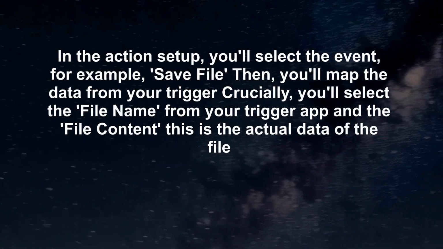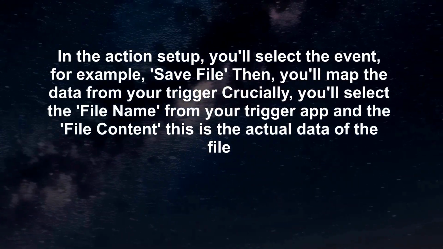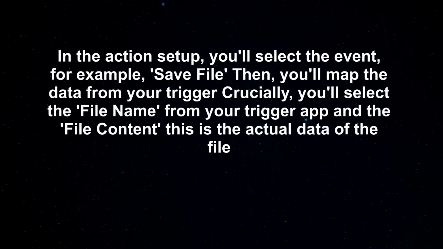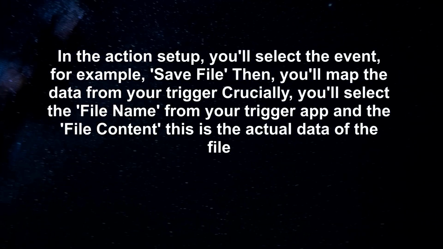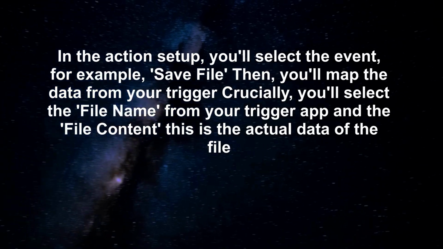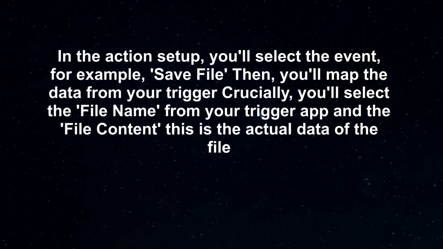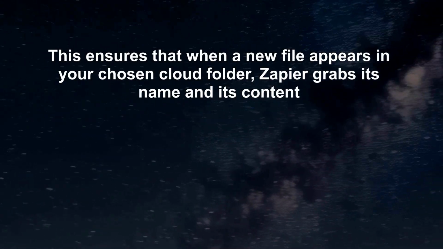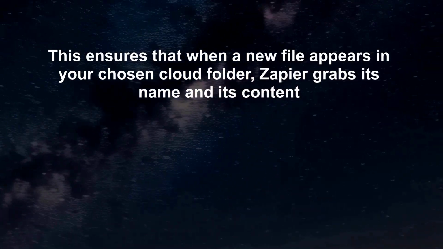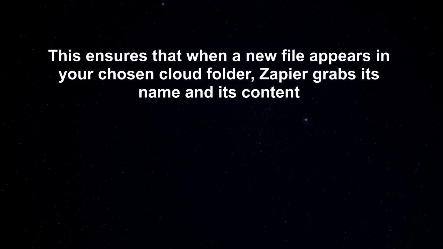In the action setup, you'll select the event, for example, Save File, then you'll map the data from your trigger. Crucially, you'll select the file name from your trigger app and the file content. This is the actual data of the file. This ensures that when a new file appears in your chosen cloud folder, Zapier grabs its name and its content.